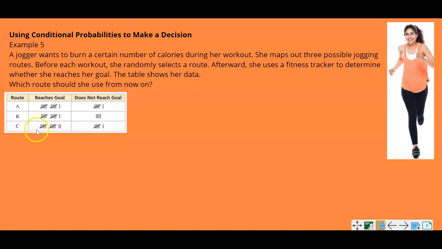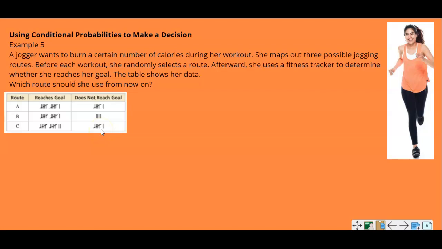So I guess the goal is to see if she burned that number of calories, whatever number she chose. The table shows her data. Which route should she use from now on? All right, so this has route A, B, and C. And all of these, she reaches her goals. And these, she does not reach her goal.